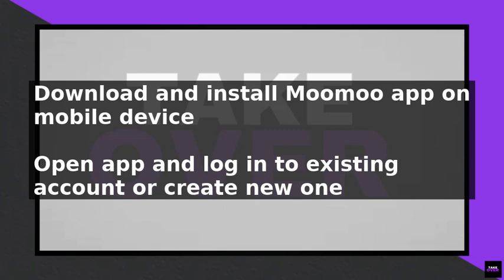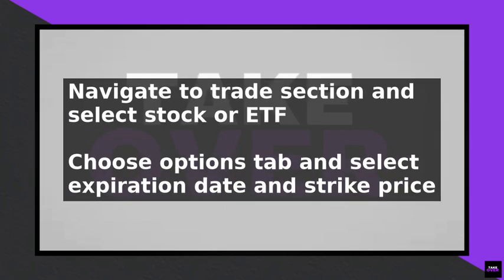of the screen. Then, select the stock or ETF you want to buy options for by typing its ticker symbol in the search bar. Choose the Options tab and select the expiration date and strike price you are interested in. The expiration date is the last day the option can be exercised, and the strike price is the price at which you can buy or sell the underlying asset.